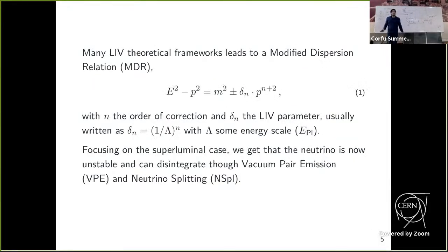Many theoretical frameworks lead to a modified dispersion relation of this kind, which depends on two parameters, the order of correction, and also the lambda parameter that is usually written as the inverse of some energy scale that is usually related with the Planck mass. So focusing on the superluminal case, we get that the neutrino becomes an unstable particle that can disintegrate through vacuum pair emission and neutrino splitting.